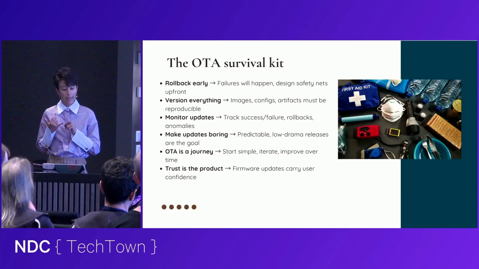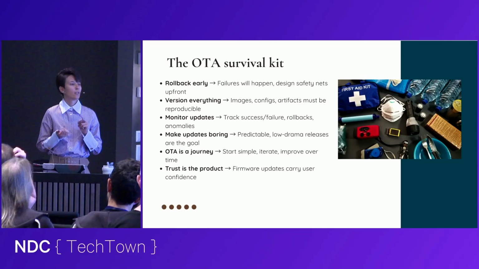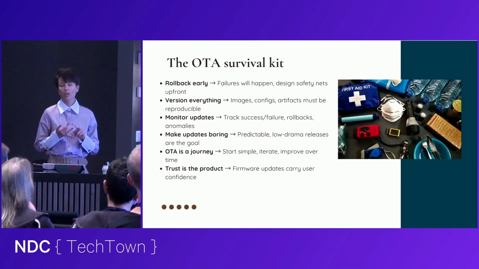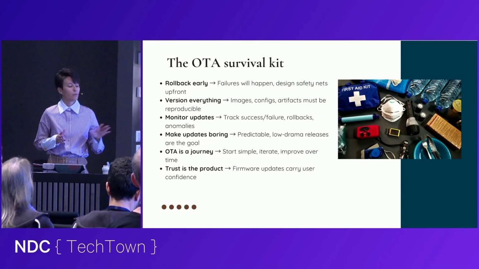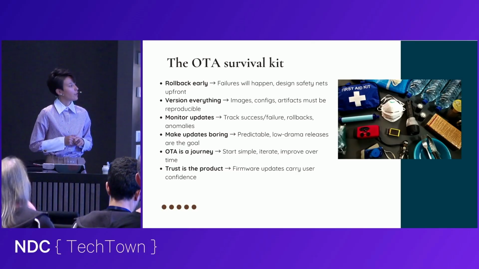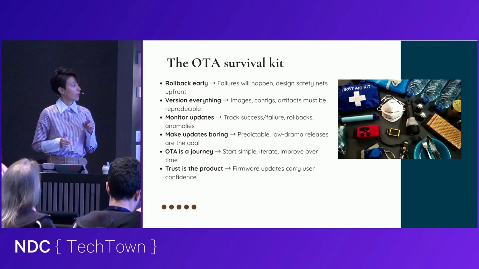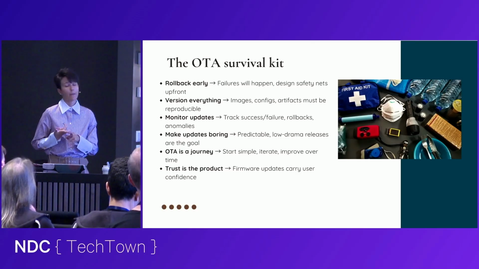Fourth, make updates boring. Like I said, updates should not be something flashy, spectacular, no balloons when it happens. It should be something so boring that the customers have no idea it went on. One day they come to work, device is working fine. Overnight it updates on its own, and tomorrow it's still working fine. Customer should not know anything was going on with it. That's why your updates should be predictable. Low drama releases are the goal.